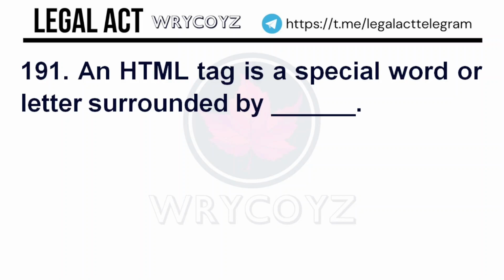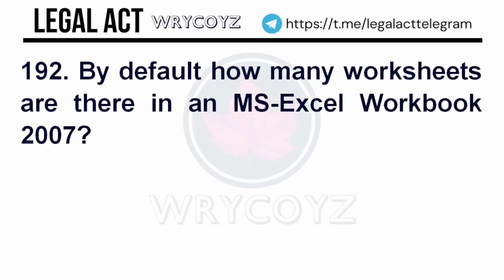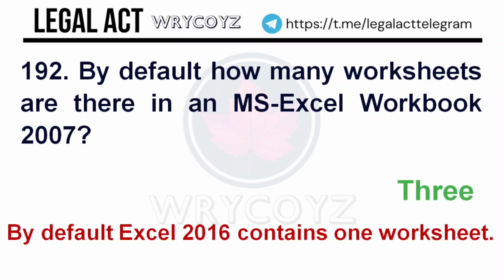191. An HTML tag is a special word or letter surrounded by dash. The answer is angle brackets. 192. By default, how many worksheets are there in an MS Excel workbook 2007? The answer is 3. By default, Excel 2016 contains one worksheet.